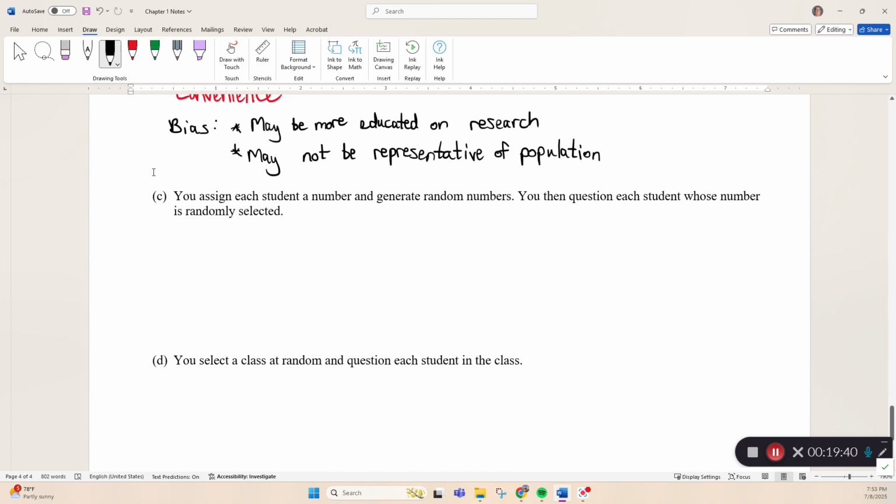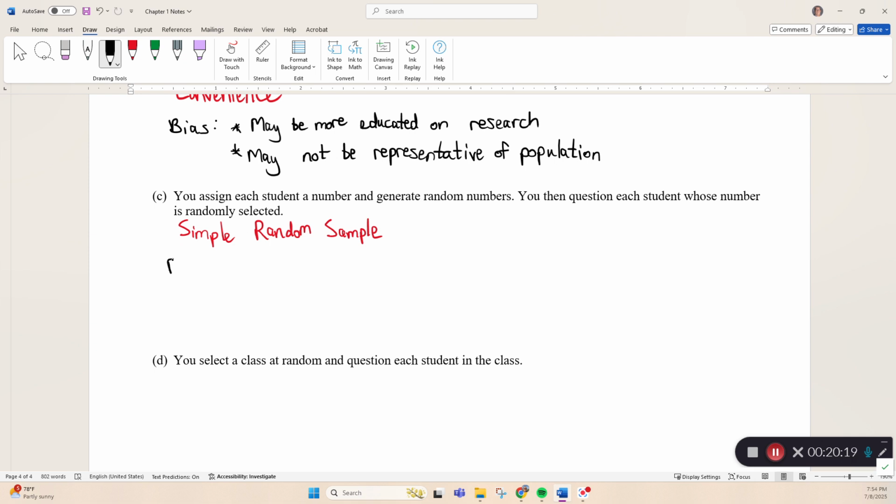Next one. You assign each student a number and generate random numbers. You then question each student whose number is randomly selected. So we give each student a number, generate random numbers, and then pick each person that's selected. That is a simple random sample. You're like, wait, how? Go back and look at the definition. I'm over my 20 minutes, so I'm trying to finish this example. But look at the definition. That is a classic simple random sample example.